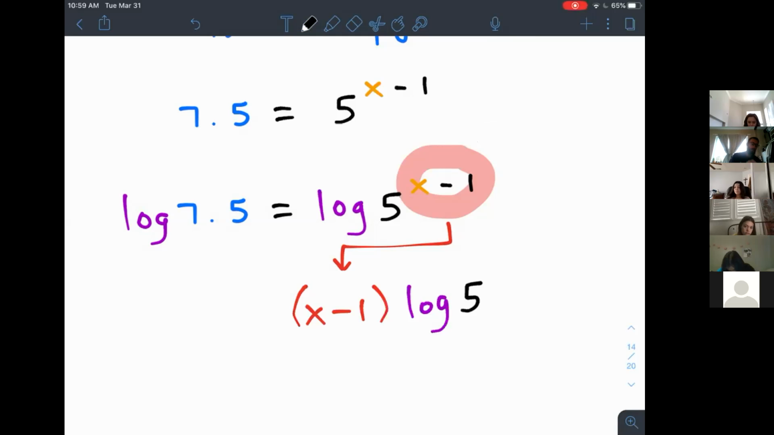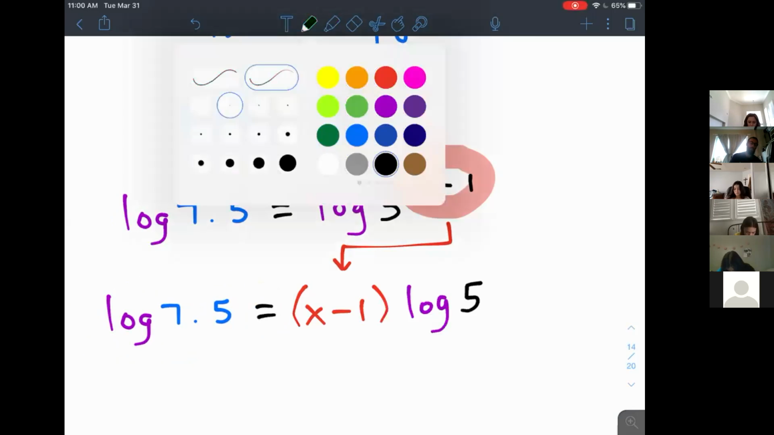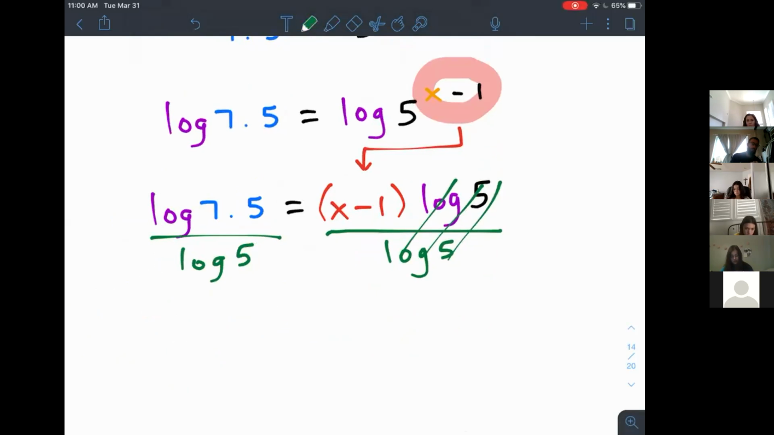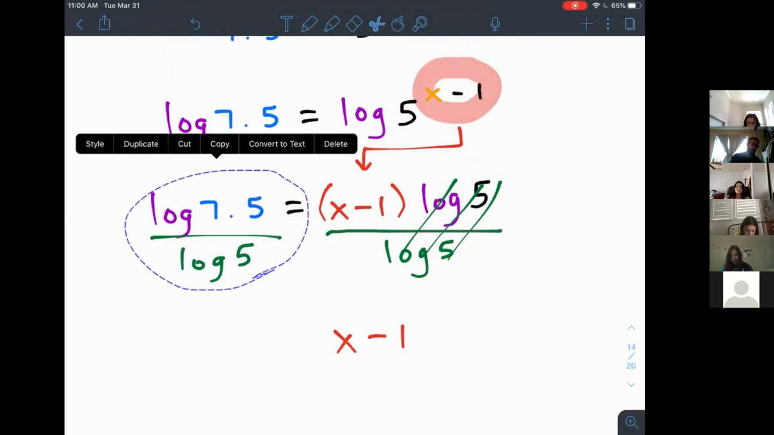Sweet. Now, what we have done is we have basically finished the hard part of this problem, because now all we got to do is start working to get that red x minus 1 by itself. I'm going to do so by undoing the multiplication of log 5 via its inverse. So I'm going to divide both sides by log 5, because now guess what? That log 5 is gone, leaving me with just x minus 1 on the right side, which is always a beautiful thing to see because that means we know we're almost done. X is almost isolated.